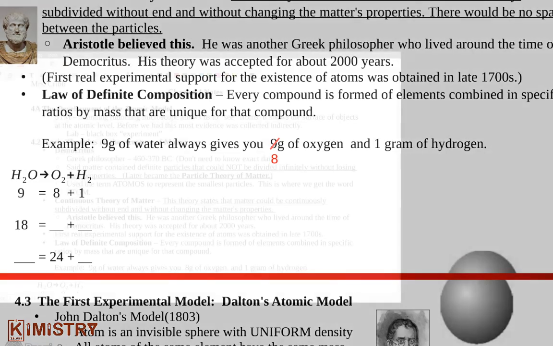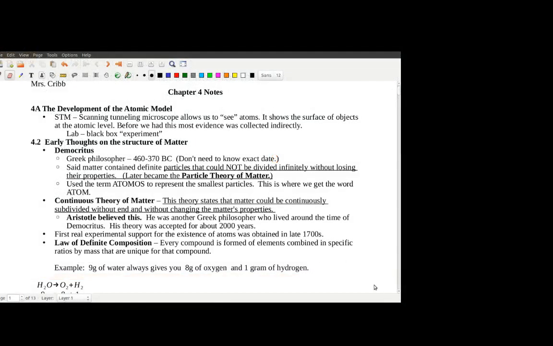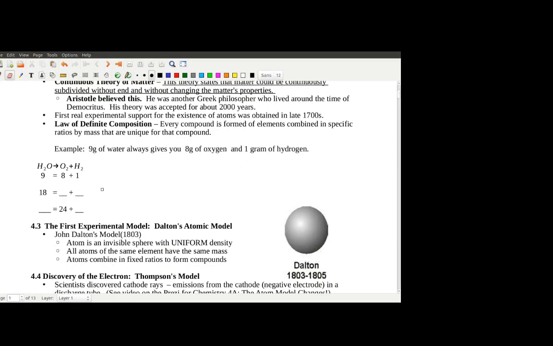So I'm going to go back to your notes. Let's fill those in. Okay, so here we are. It's the ratio that we're trying to deal with now. So if I have 9 grams here, if I have 18 grams there, how many grams of oxygen would I have? Well, 8 times 2 is 16, and 1 times 2 is 2. So I'd have 16 grams of oxygen and 2 grams of hydrogen. It's still the same ratio, 9 to 8 to 1.